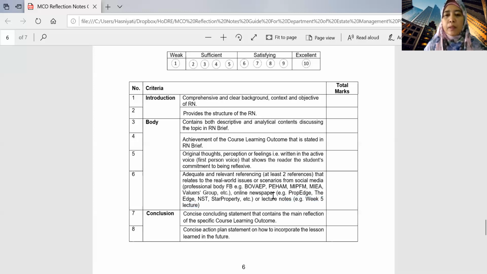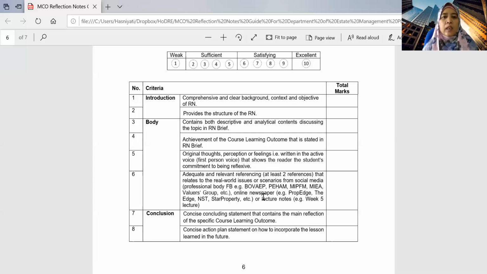During the exam week, when you are required to write your reflection notes, you can refer back, browse through your lecture notes. But having said that, you don't need to quote specifically from the Facebook page, the online newspaper, or the lecture notes. It's just something that you can refer to from the Facebook page of the BOVIAP on issues of illegal property managers, for instance. So that is good enough.